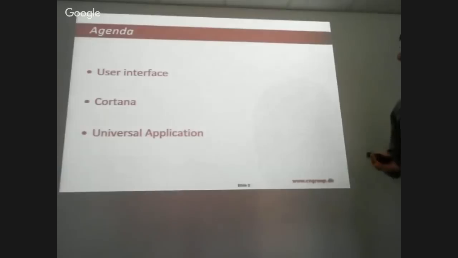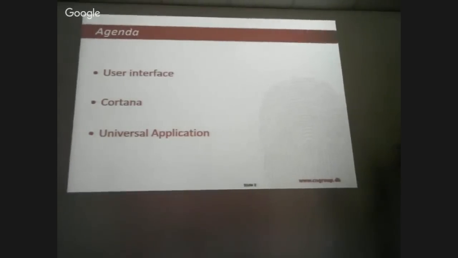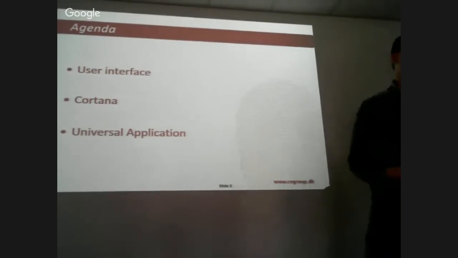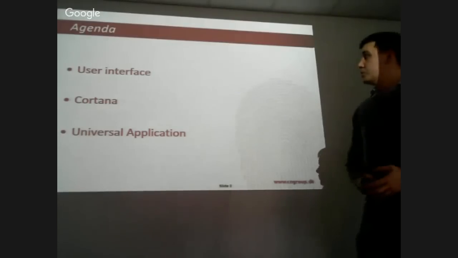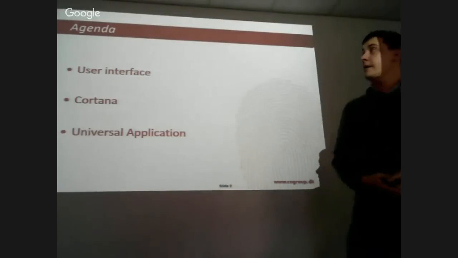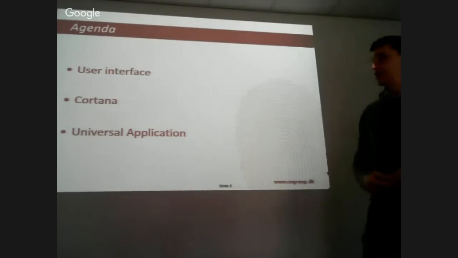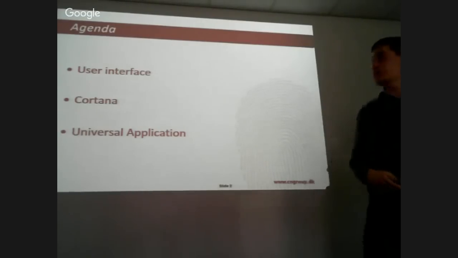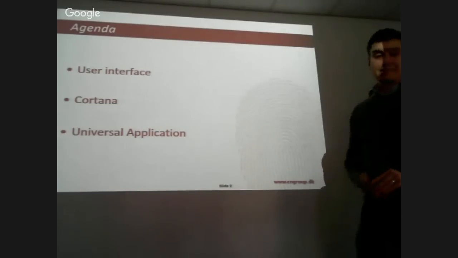I've split the presentation into 3 parts. Basically, the first part is the user interface, what you can expect from Windows 10, what is new, how to use it. Second part is Cortana, how to work with Cortana. And the last part is the universal application, where I would like to talk a little bit more about the impact to the developers, how to build the application for Windows 10.